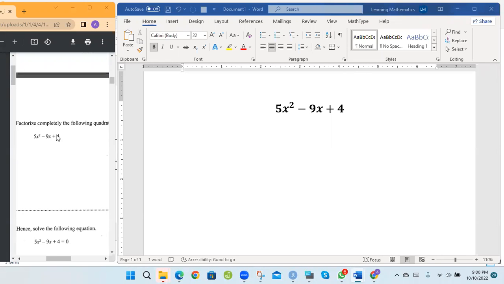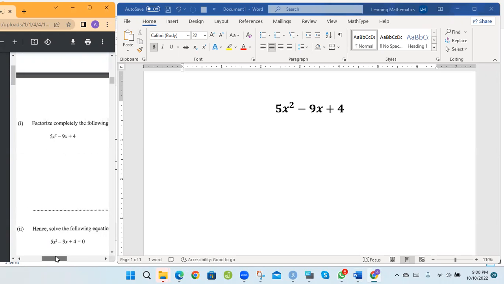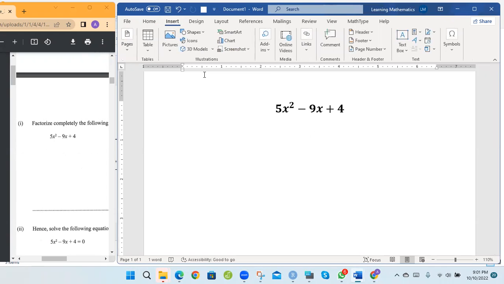So this is the June 2022. CXC says to factorize completely the following expression, and they decide to give 2 marks for this. Now, when you look at this, we recognize it's a quadratic. It has 1, 2, 3 terms. So without hesitation, you identify what is A, B, and C.